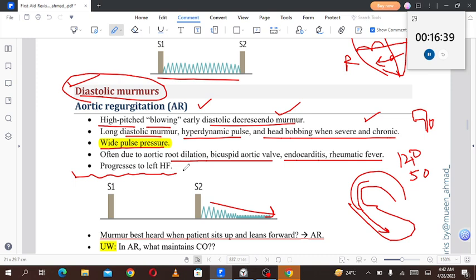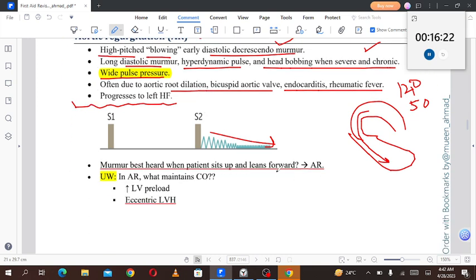Remember that every kind of murmur is a red flag, because any kind of murmur means that there is some ongoing pathology inside the heart, and in the very long run, it may develop heart failure as well. So a murmur best heard when the patient sits up and leans forward. This position is very important. Which murmur is best heard when the patient is sitting up and leaning forward?